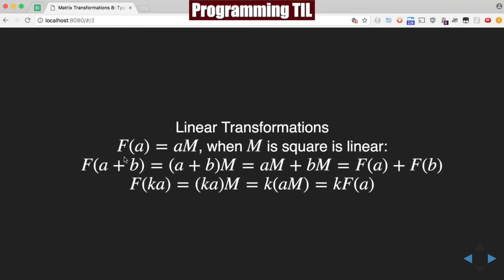To prove that those hold, you can see we have f(a) = am, where m is a square matrix, and it is linear. You can see that by f(a + b) = (a + b)m, which is am + bm, which is f(a) + f(b). Additionally, f(ka) = kam, which, because of associativity, is k(am), which is k f(a). So therefore, square matrices end up being linear transformations when they are scaled.